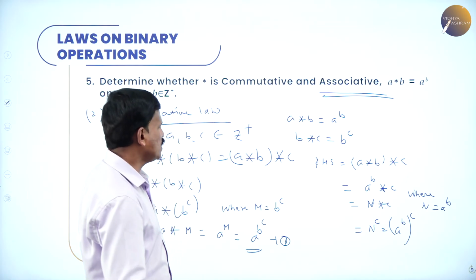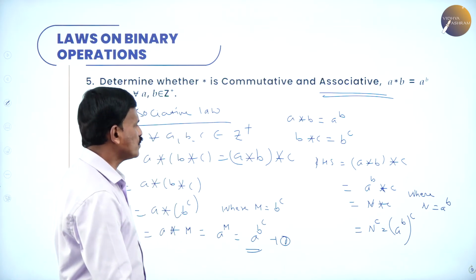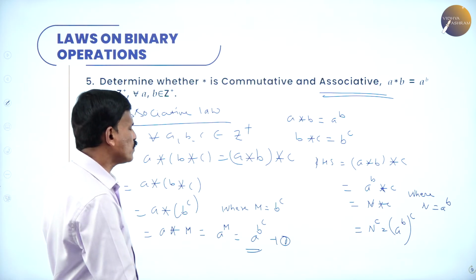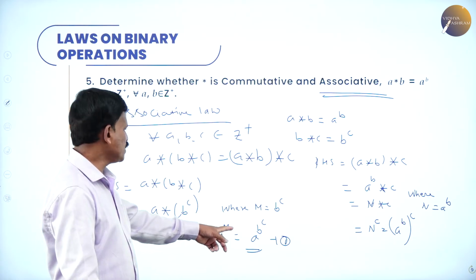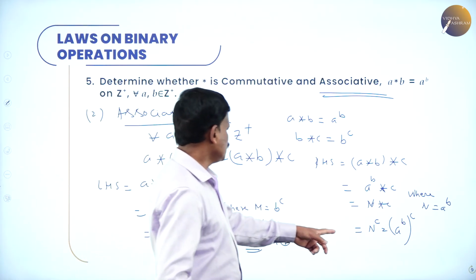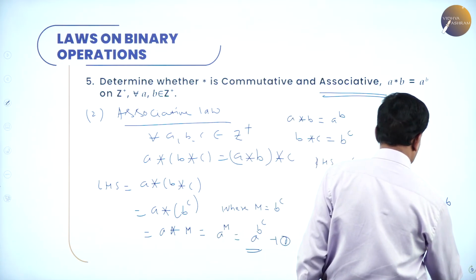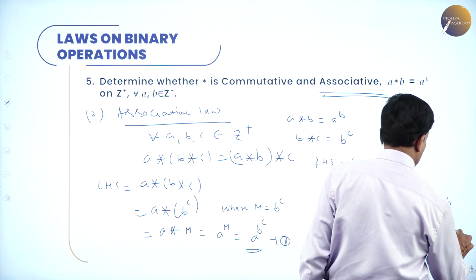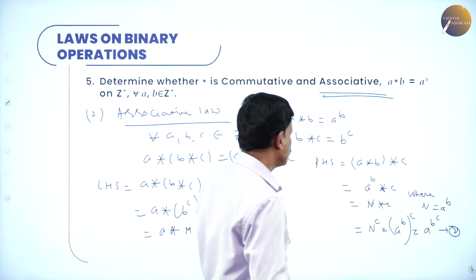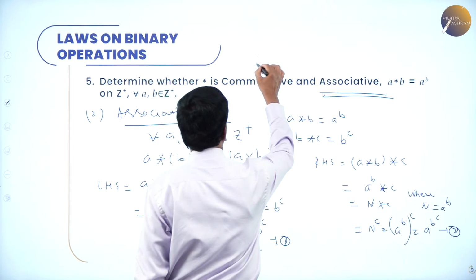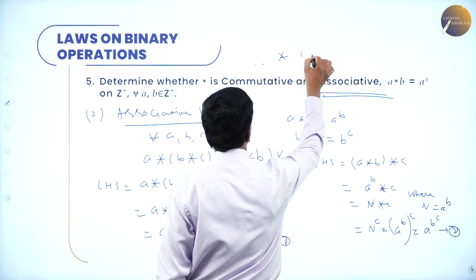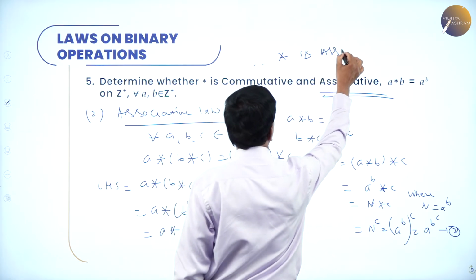See what I say from this. So, A to the power of B, whole to the power of C. Here M is nothing but B power C. So, this is also A to the power of B to the power of C. What do you say from equation number 1 and 2? They are equal. Therefore, from 1 and 2, star is associative.